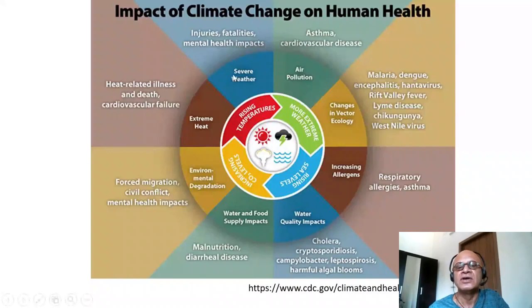And then they map onto severe weather, air pollution, changes in vector ecology, increasing allergens, water quality impacts, water and food supply impacts, environmental degradation, and extreme heat. So the increased temperature increases the periods over which pathogens can grow, and then rain can just spread the pathogens around, increase diseases, vector-borne, waterborne, and then habitat changes can affect human contacts and then lead to epidemics like we are having with COVID. So in terms of health outcomes, you have injuries, fatalities, mental health.